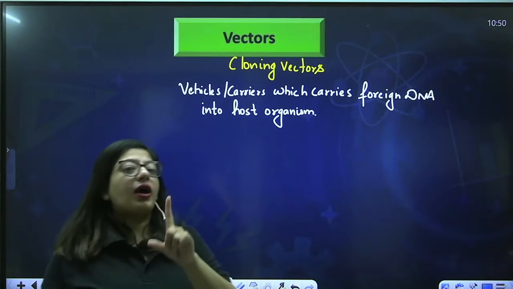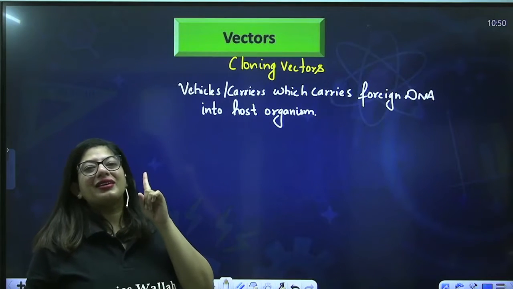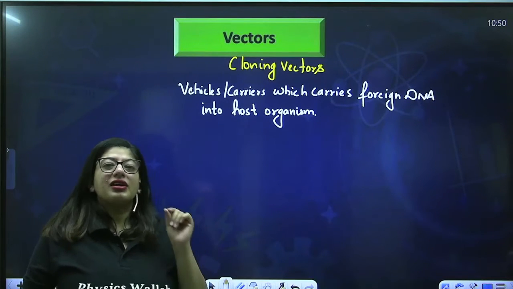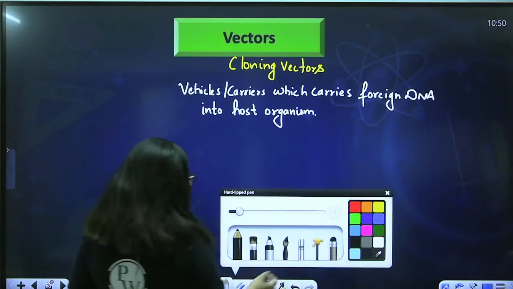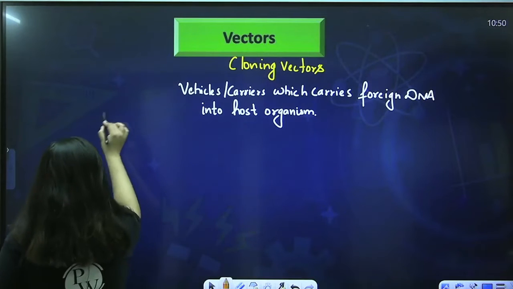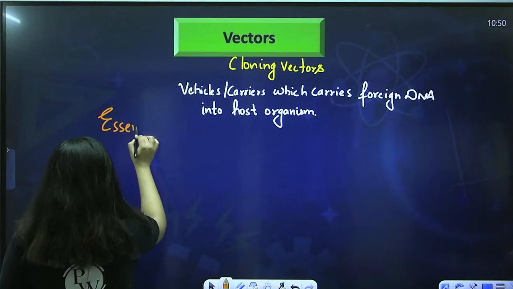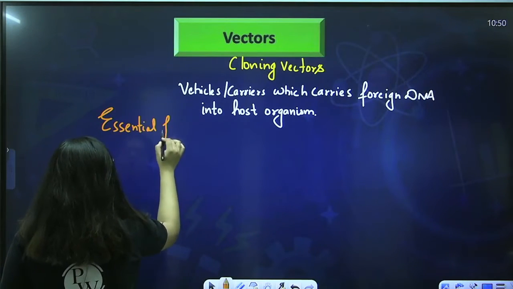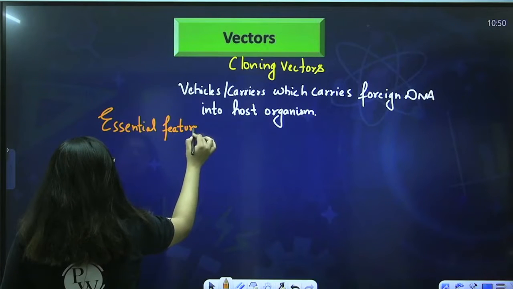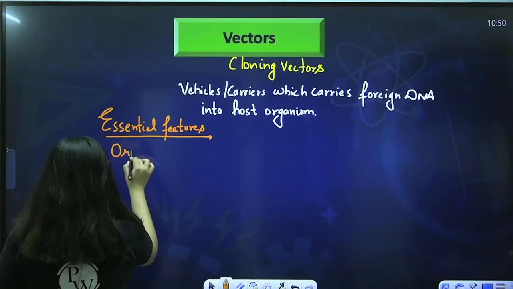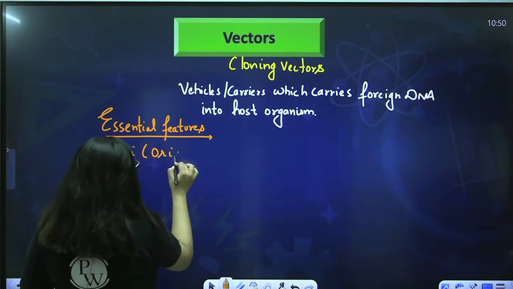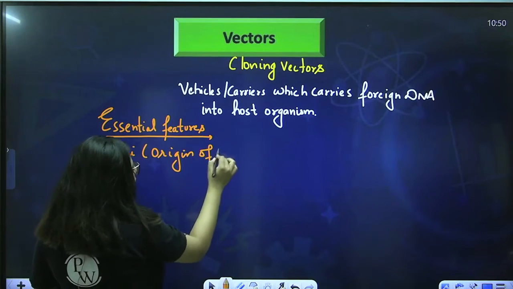Fine. But one thing that every vector should have are certain features. So let's see, what are these essential features? There are certain essential features that your vector should have. Now what are these features? The first feature is ORI. ORI is origin of replication.